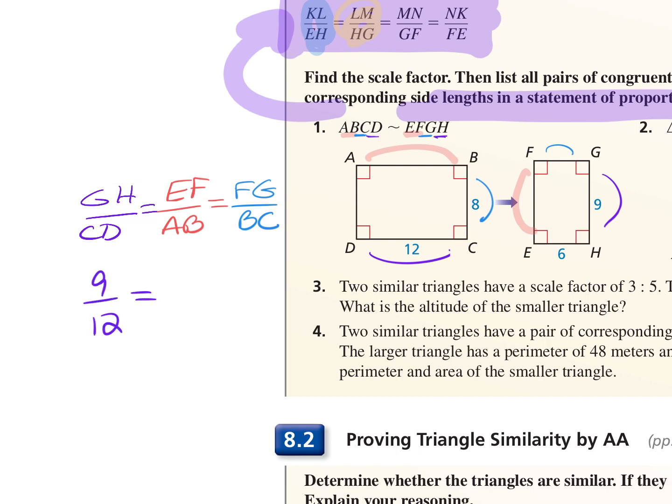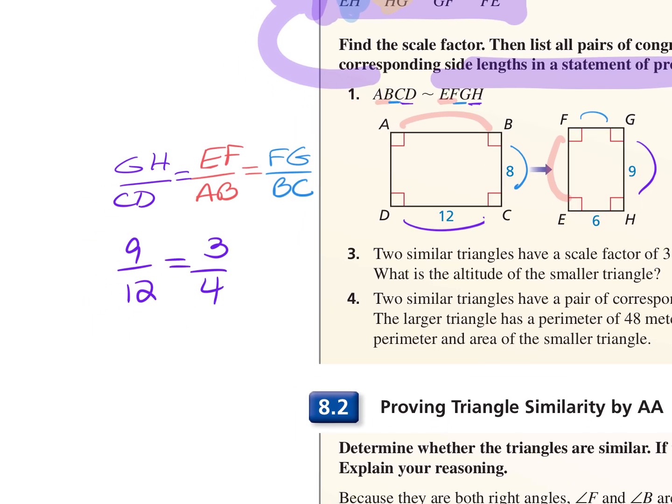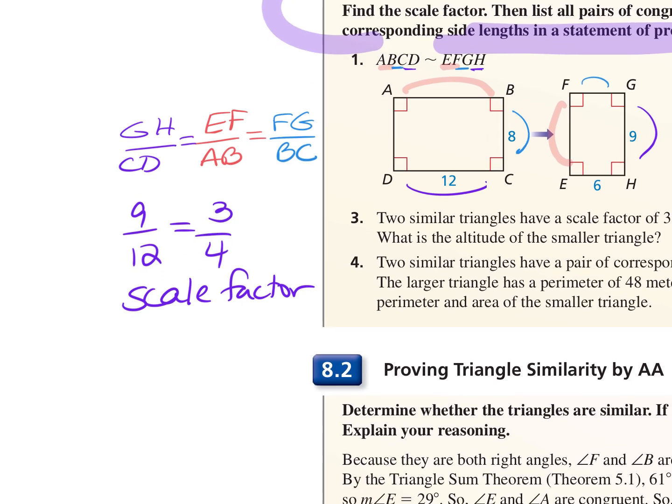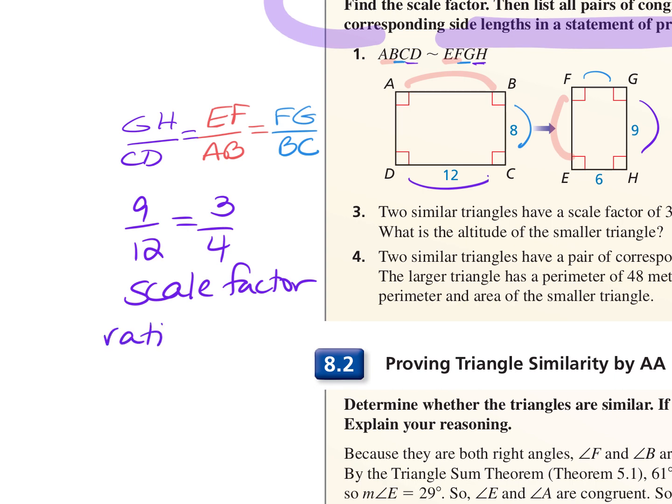And then I can reduce that by dividing them both by 3. And it reduces to 3 to 4. Now, this 3 to 4, this is the scale factor. This is also known as the ratio of the corresponding sides. These both mean the same thing.